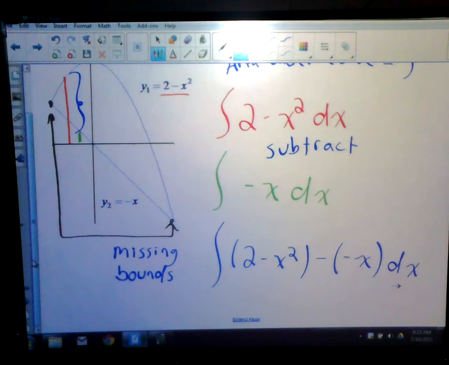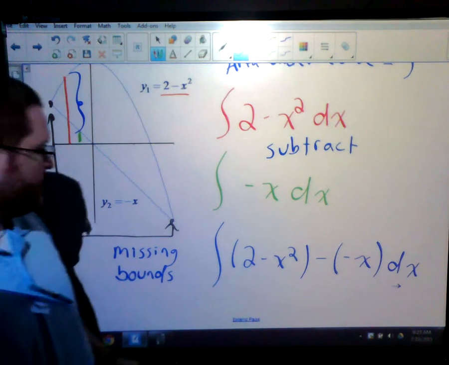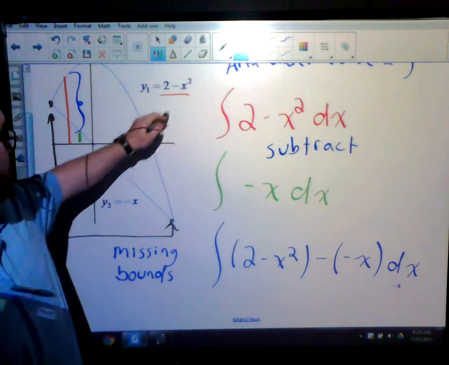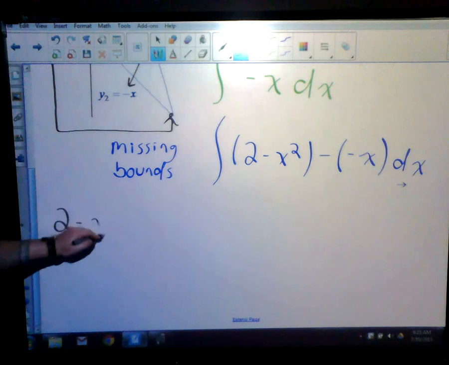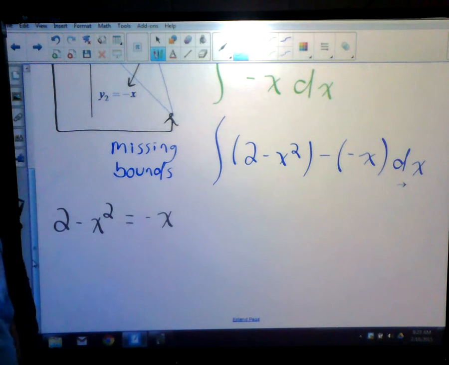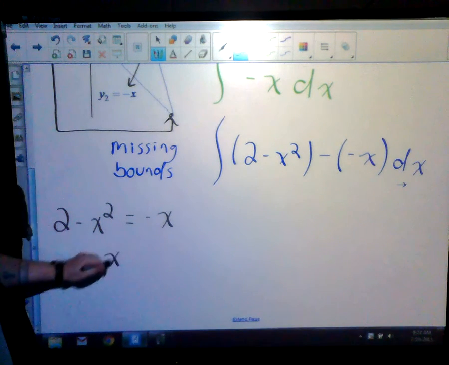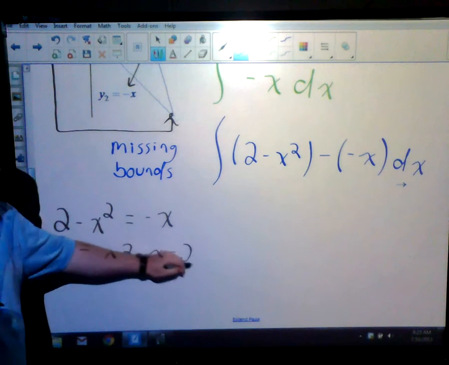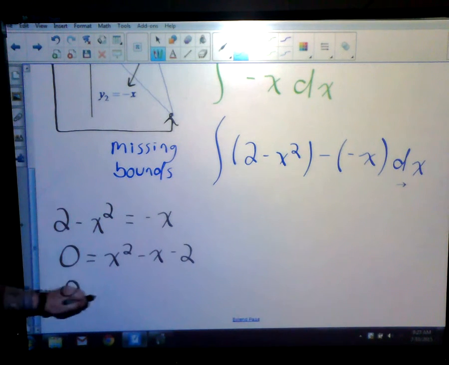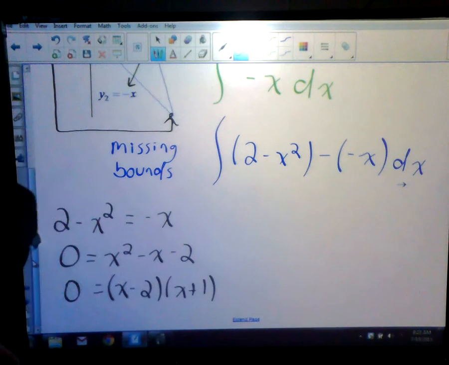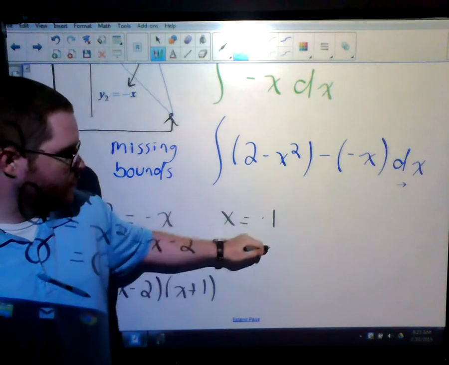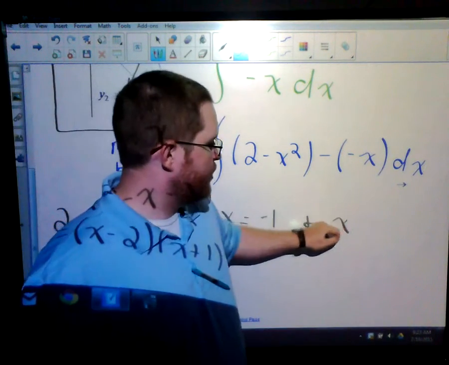What about those 2 points? Well, it's where these two equations are equal. So I'm going to do a little bit of algebra, and I'm going to set 2 minus x squared equal to negative x. This is a quadratic equation. It needs to be equal to 0. I'm going to move everything to this side to make my x squared positive. I'm going to factor. And this will tell me that x equals negative 1 and x equals 2.